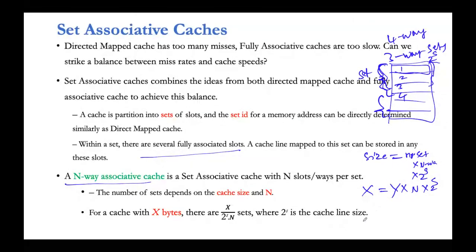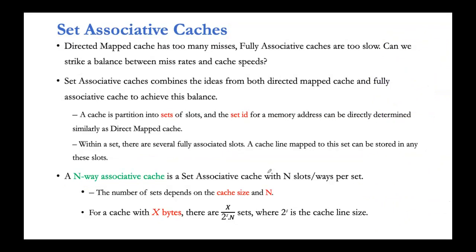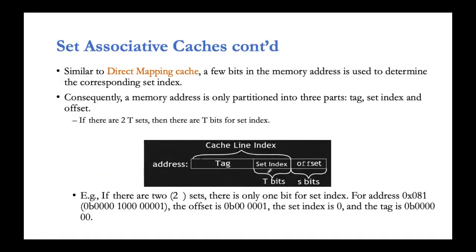So from there you can also find how many sets there can be in the cache. You can calculate that x, the size of your cache, divided by the number of ways multiplied by 2 to the power of the cache line size, gives the number of sets in that cache. So from here we are using the direct mapped concept for sets, not for frames. So we use the set index in this address.